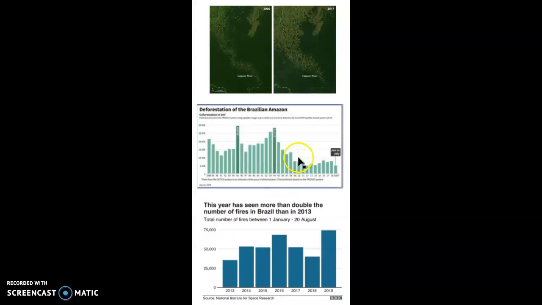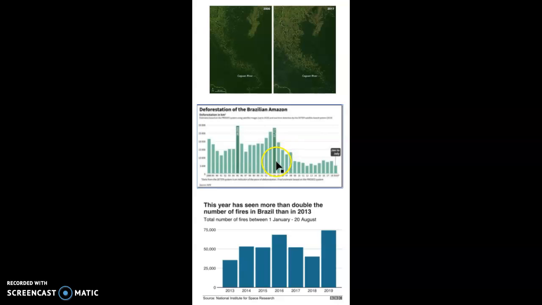But you notice, firstly, I'll start at the top here. You'll see the Landsat image of an area of the Amazon in the year 2000, and then the same area with the Landsat image in the year 2017. And you can see how dramatic the changes are, with the dark green being forest, and you can see whole regions have been converted from forest to farmland and other uses.